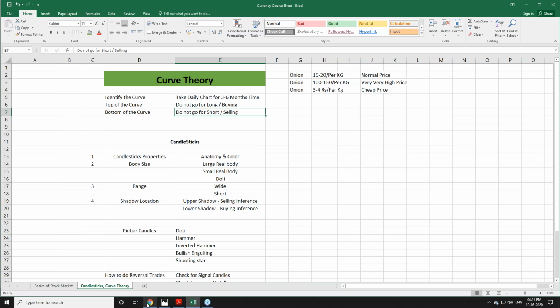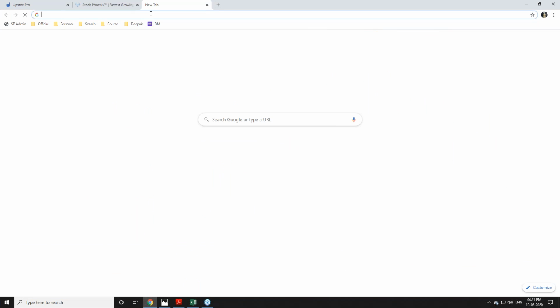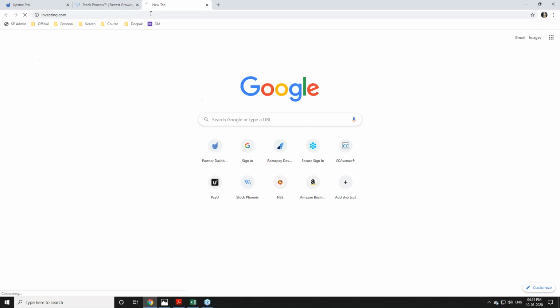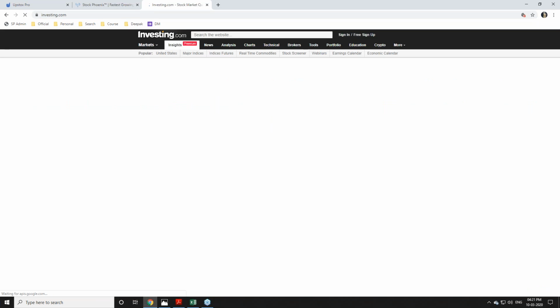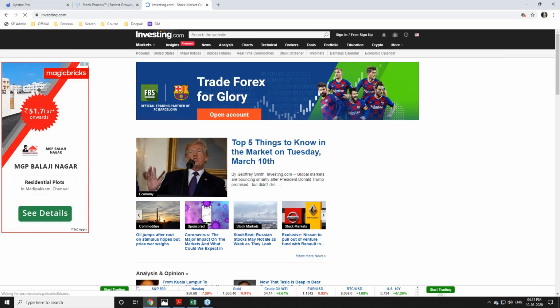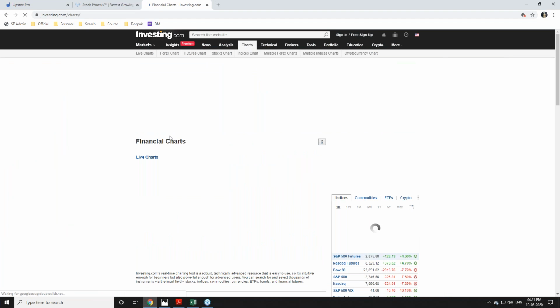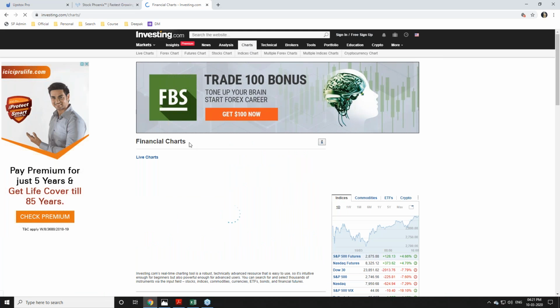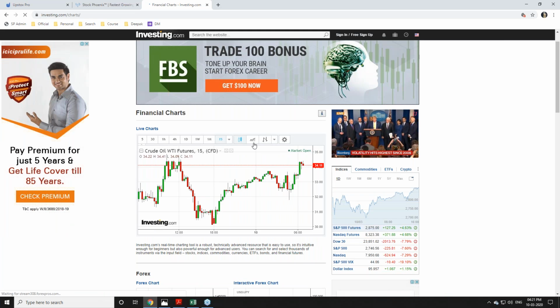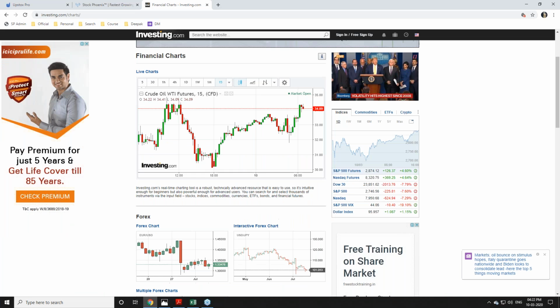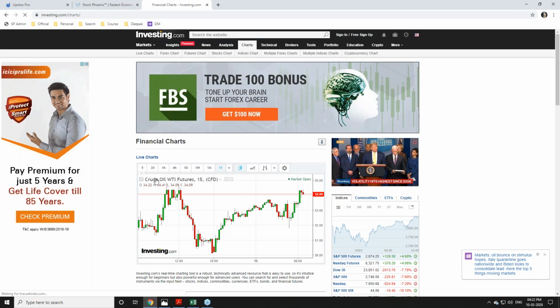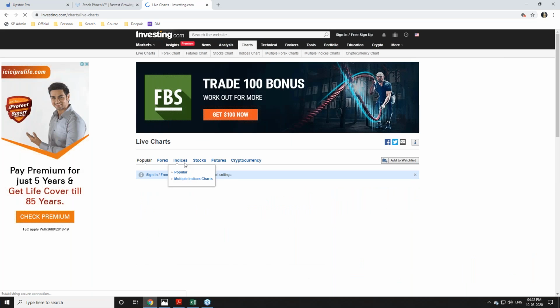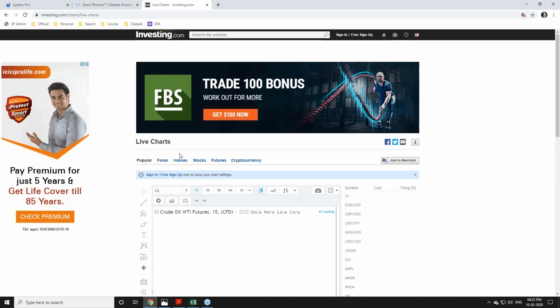For example, this is a broker chart, right? Investing.com is a free chart. Open TradingView, it's a free chart. Click on chart, live chart. Okay, live chart. Just a minute, let me take some stocks. So it's crude oil. Let us try to change some stocks.